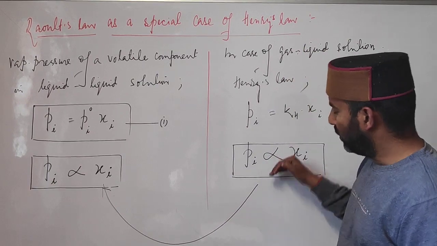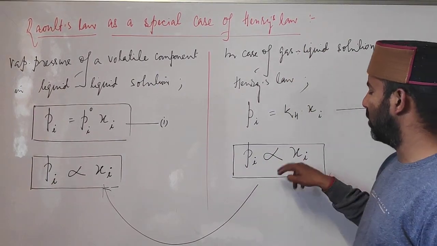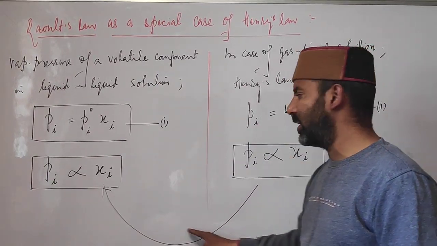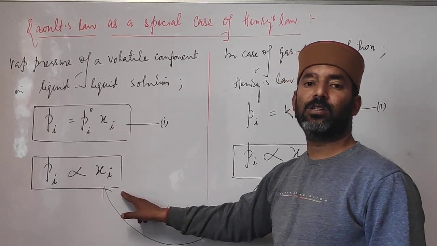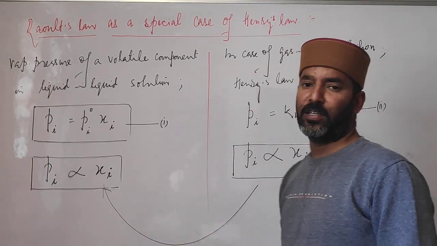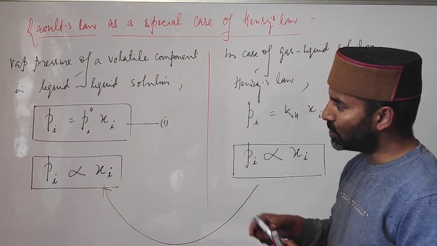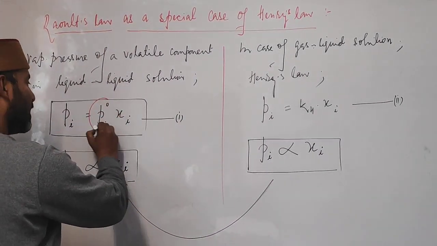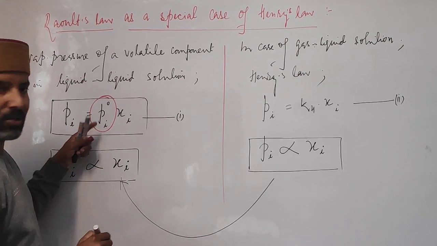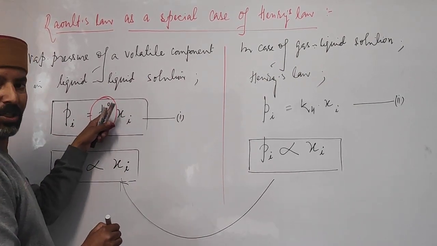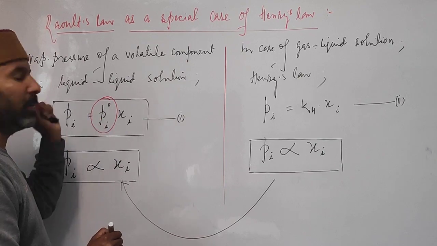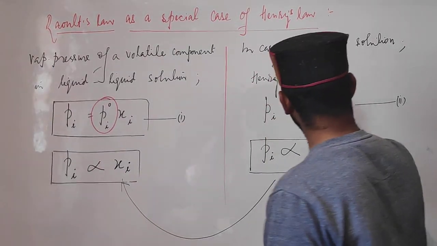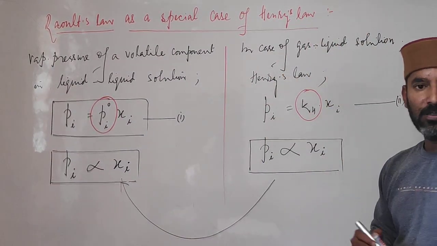So students, the conclusion is that Raoult's law is a special case of Henry's law. There is a small difference, however, and that is what? This part. The proportionality constant in Raoult's law is what? This is the vapor pressure of the volatile component in pure state. Whereas here the proportionality constant is what?